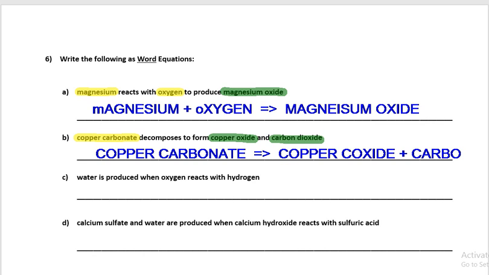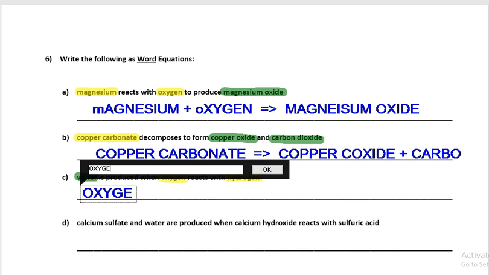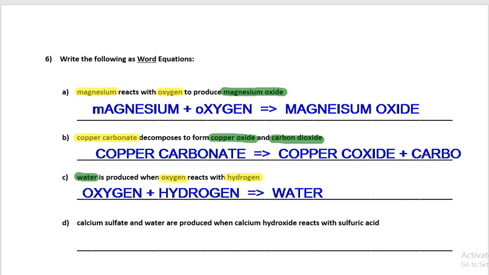Water is produced. So this one is actually telling us water is the product. Water is produced when oxygen reacts with, that's the clue that we know these are the reactants, they go first. So this one's actually back to front. Water is produced, whereas here we said to form these things. So if water is produced, it's the product, and these things are the reactants. So we go oxygen plus hydrogen, arrow, water. And there's our answer there.